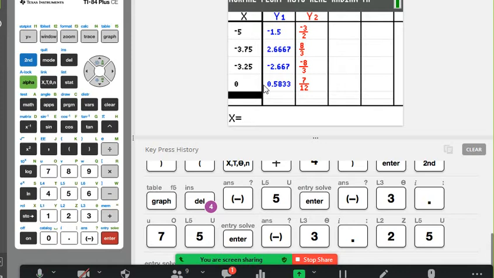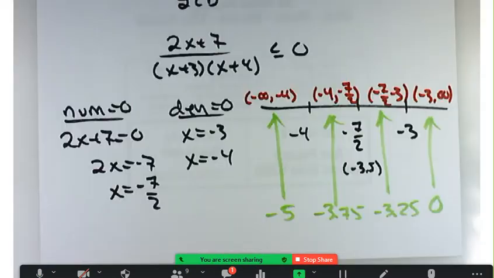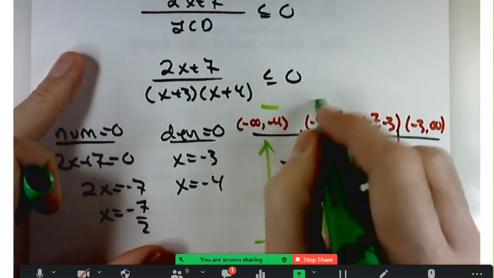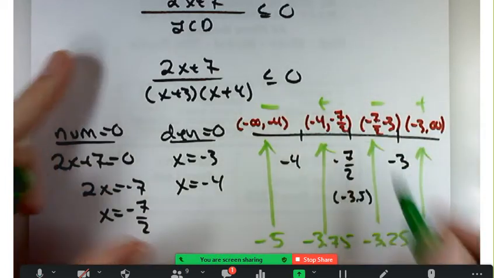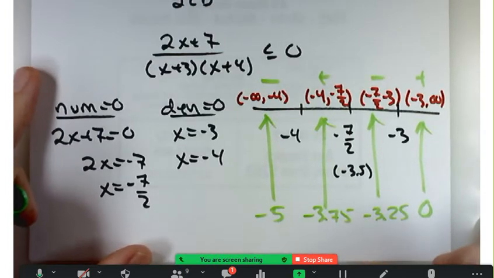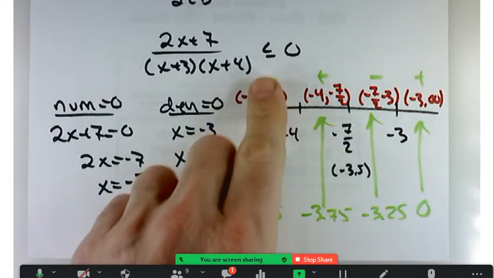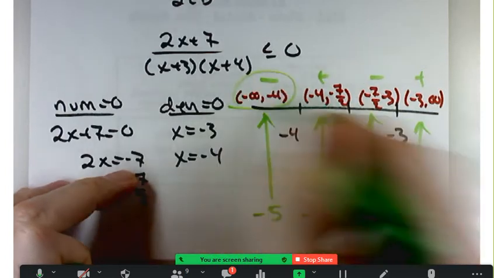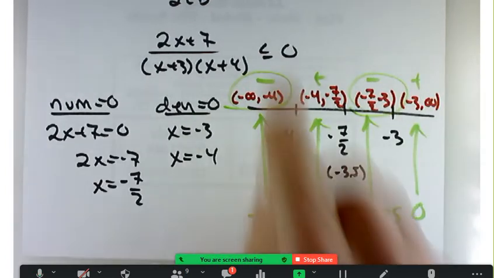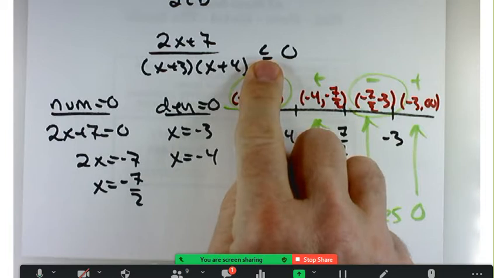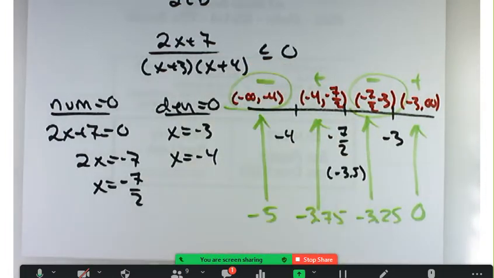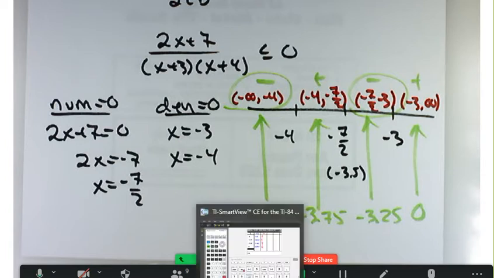So let me write this down. It goes negative, positive, moving left to right. Negative, positive. Which intervals do we want? Do we want the negative intervals or do we want the positive intervals? You want the negative intervals. So we want this one and this one. But because there's a less than or equal to, you got to think about the endpoints. So let's test the endpoints here. Can we use the endpoints?